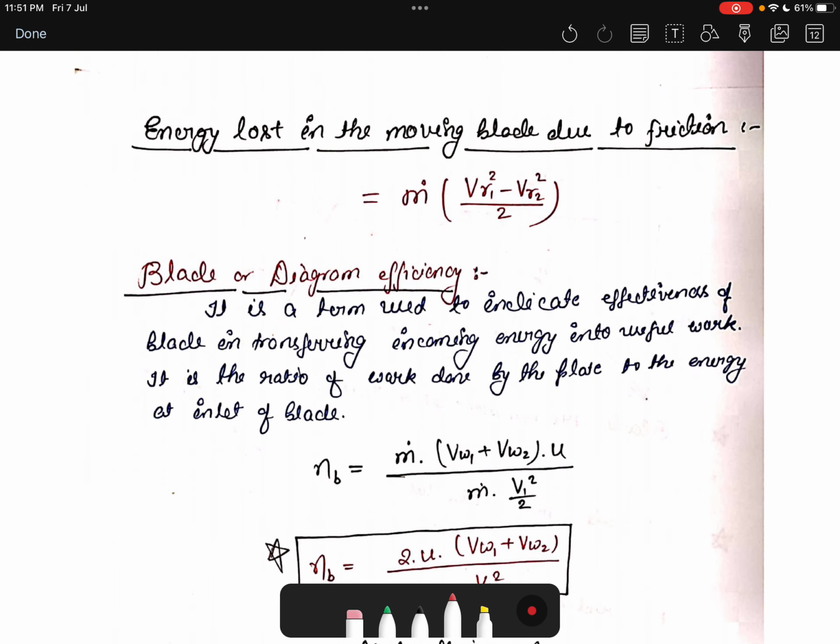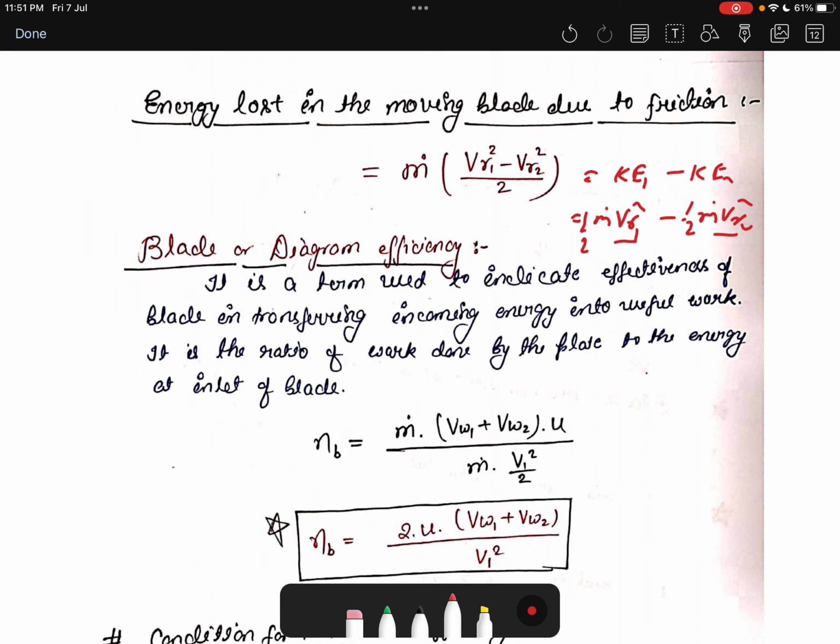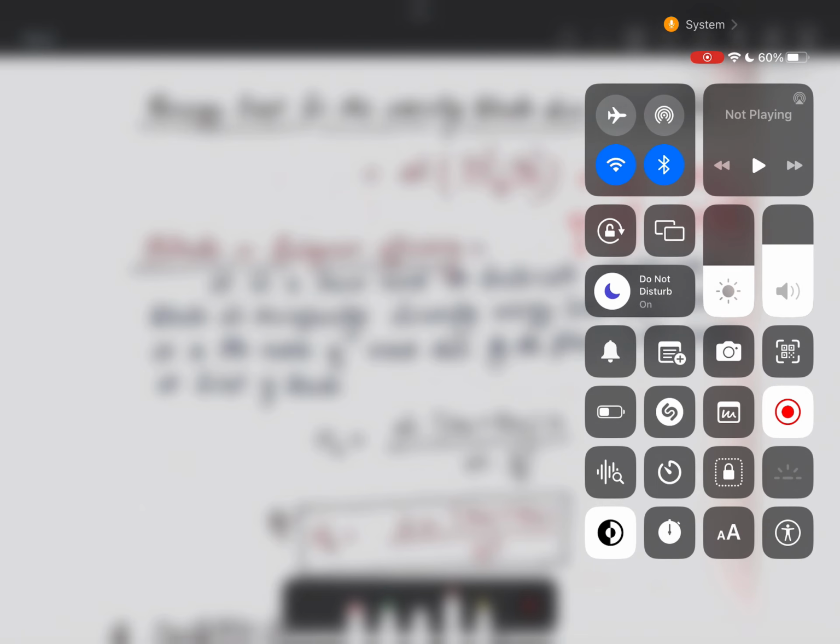Energy lost in the moving blade due to friction is just the kinetic energy initial minus kinetic energy final: half m dot Vr1 squared minus half m dot Vr2 squared. If the relative velocity is the same, meaning no friction, then there will be no kinetic energy loss. But there is friction everywhere, so that is called energy lost in the moving blade due to friction. Fine.